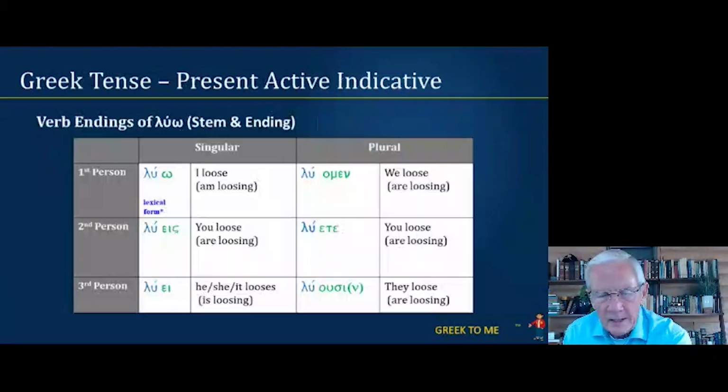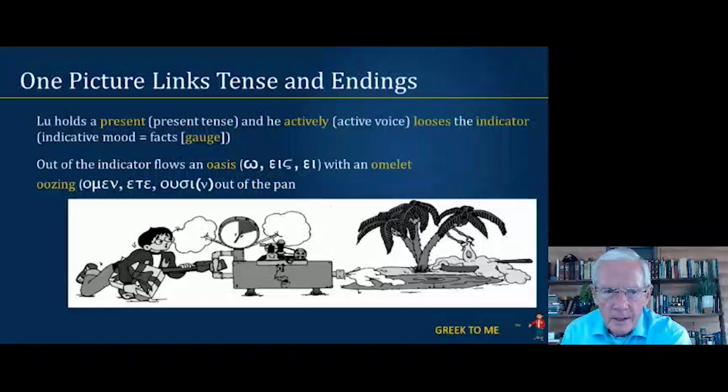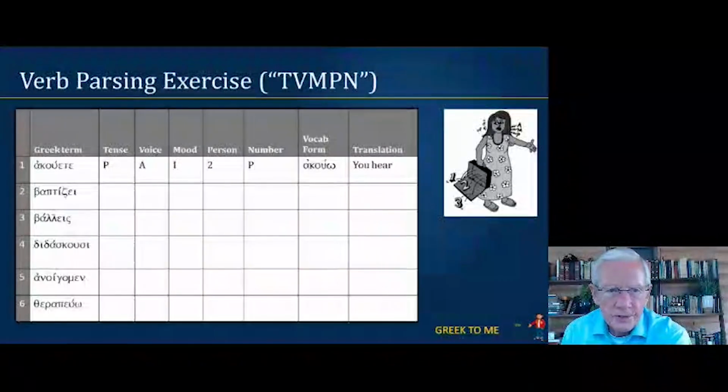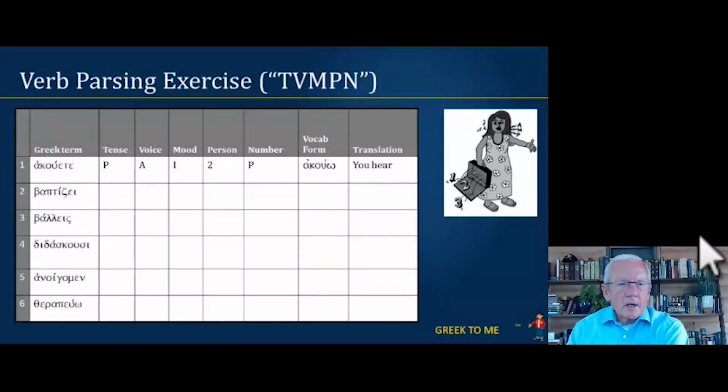So let's just go back to our endings here. Let's say them one more time. Luo, lueis, luei, luomen, luete, luousi, or luousin. And here's our picture. Now, let's do a little bit of practice here. What I'm going to ask you to do in just a few seconds is to fill these out.